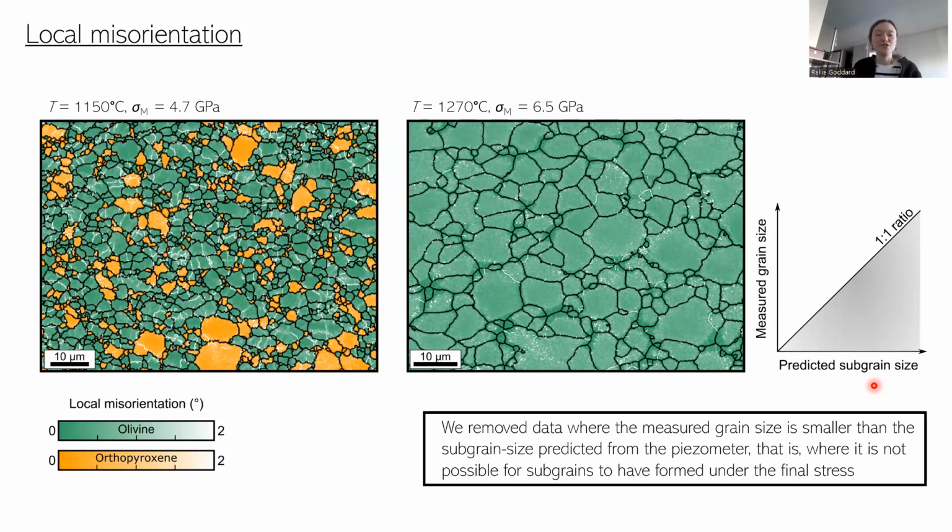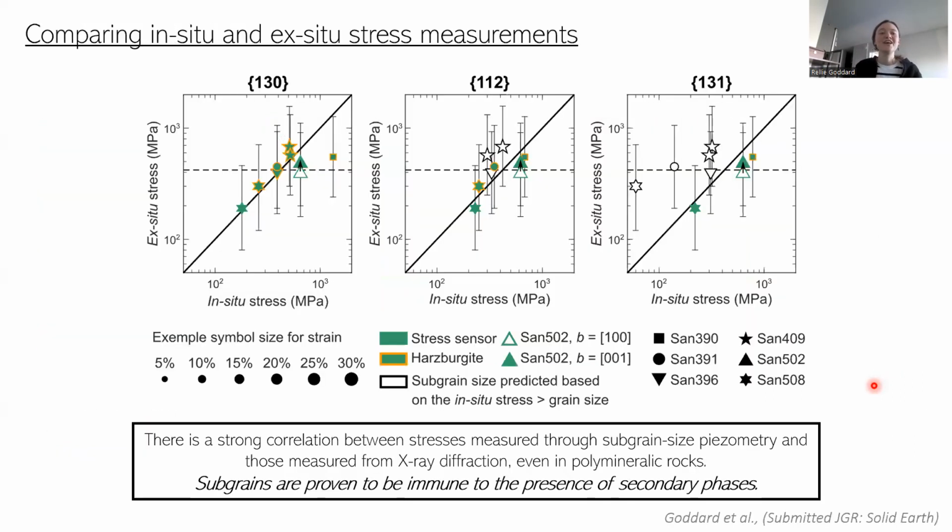And we're going to start by just looking at olivine, and we're going to start by looking at the final stress experienced by the rock, because in theory, all the literature says that subgrains should be able to respond very quickly to changes in stress, and so should be measuring the last increments of stress in a deformation history. And so that's this slightly complicated figure here, which I'm going to talk you through, so hopefully it becomes clear. In this case, your ex situ stress is the stress measured through subgrain-size piezometry.